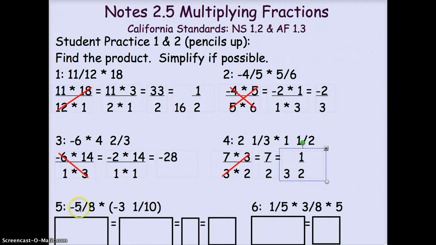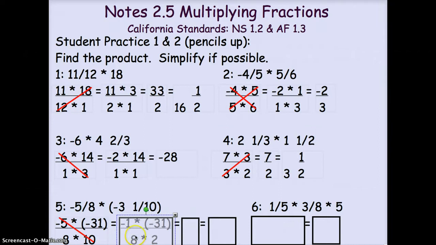Coming down to problem number 5. Again, this fraction is great the way it is. This one needs to be made improper. 10 times 3 is 30, plus 1 is 31, so negative 31 tenths. The 5 and the 10 cancel out, becoming negative 1 and 2. And now I can multiply. Notice I've got two negatives. My socks match. So it'll be positive 31 over 16. My answer is improper. I must simplify. 16 goes into 31 one time, with 15 left over, 15/16.